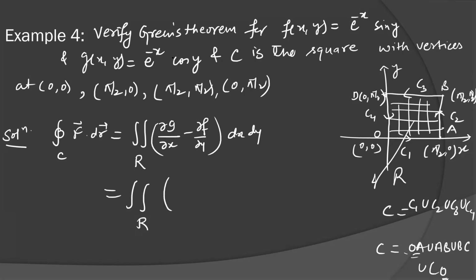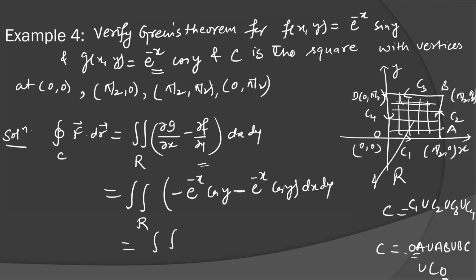Del g by del x with respect to x will be e to the power minus x cos y, and del f by del y with respect to y, e to the power minus x cos y dx dy. You can see that the bounded region's sides are parallel to the axes only. This square's sides are parallel to the axes, so both limits will be constant. So x will be 0 to pi by 2 and y is also from 0 to pi by 2. You can see that x is from 0 to pi by 2.